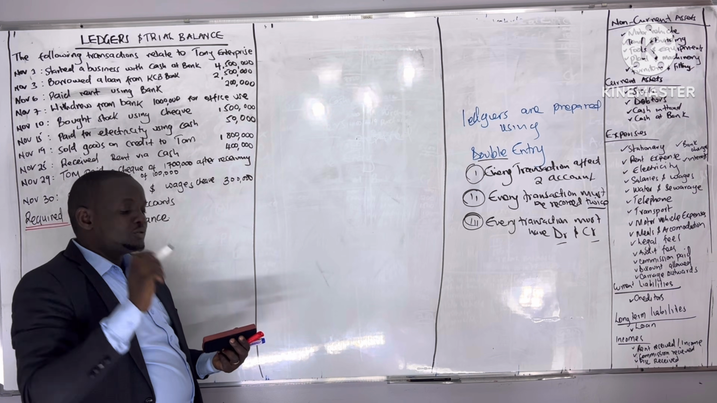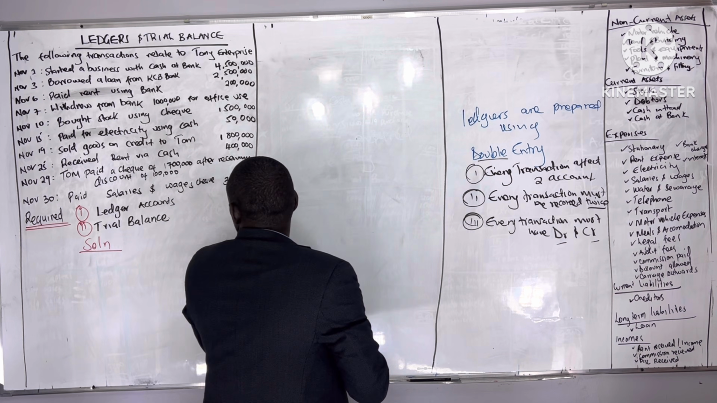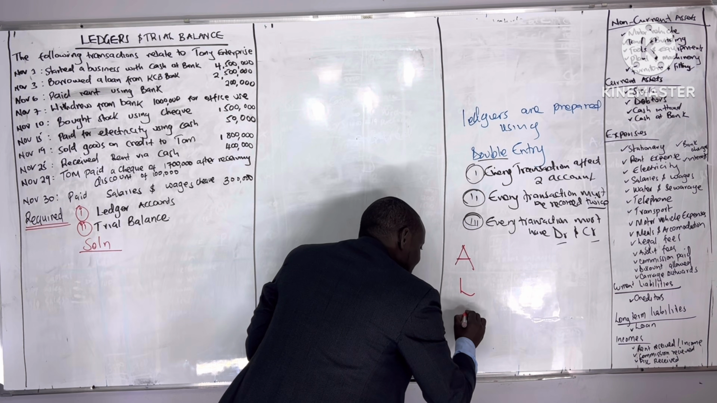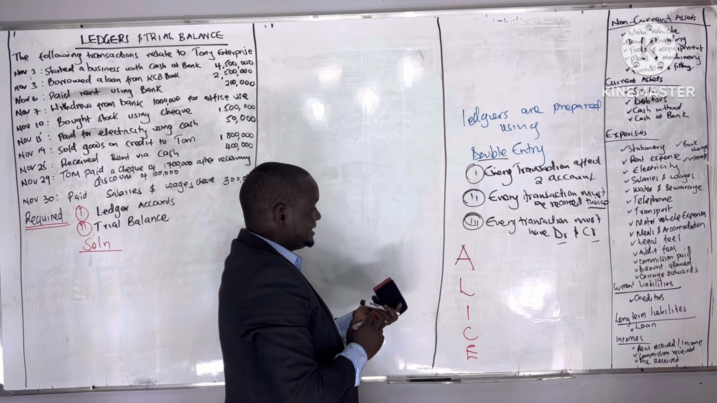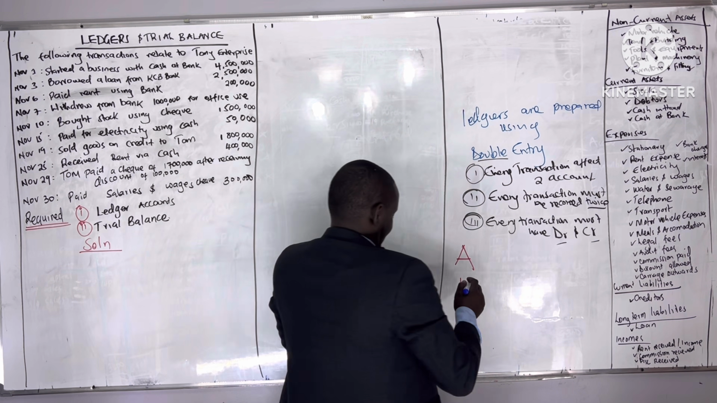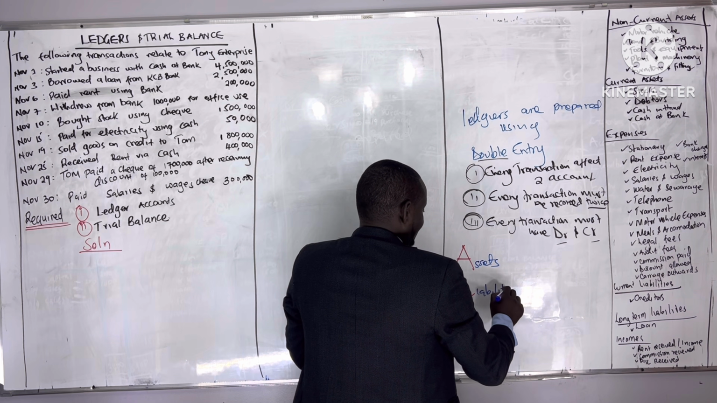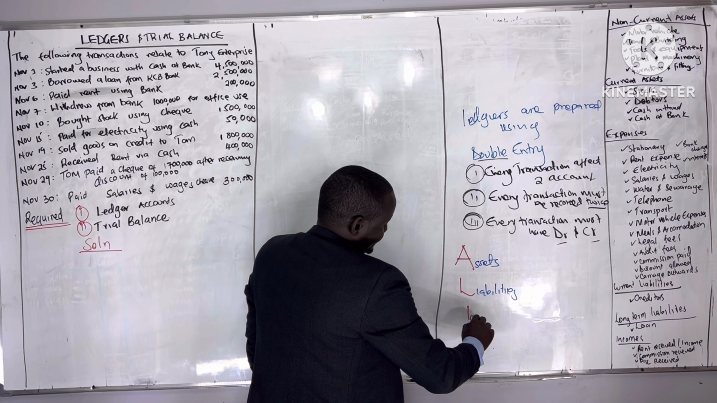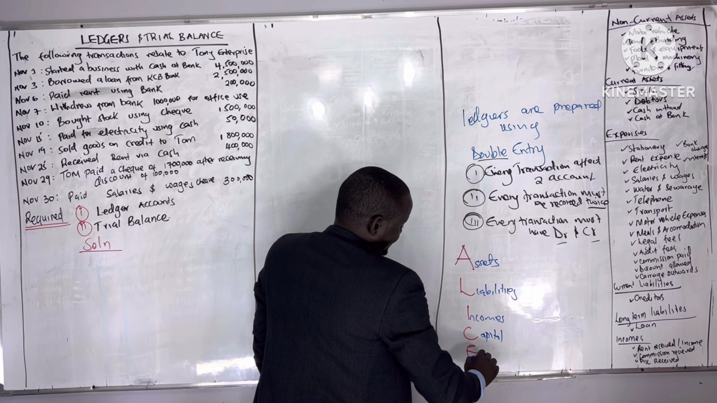To do this, we shall use what we call Alice principle. Alice: A stands for assets, L for liabilities, I for incomes, C for capital, E for expenses.